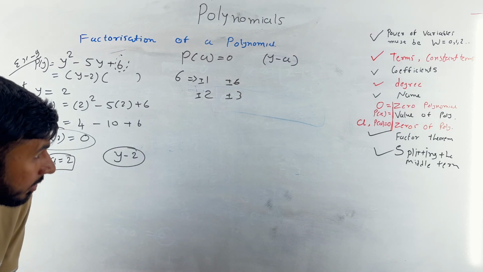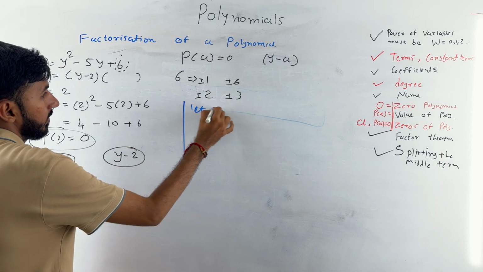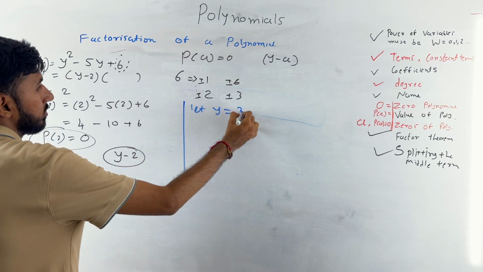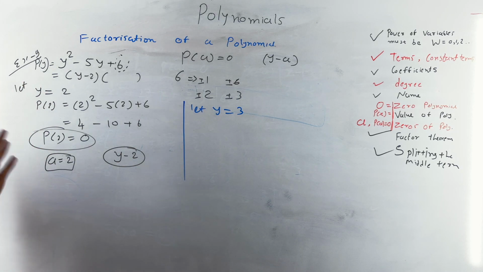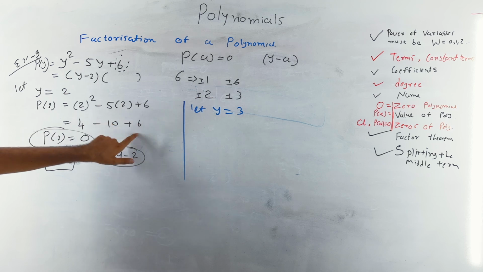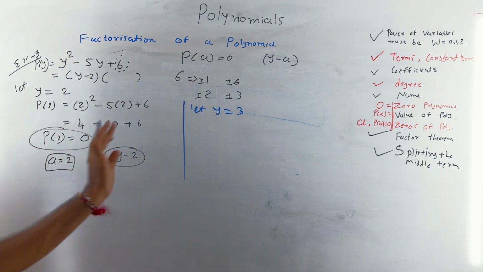Now by the trial and error method, let us take y equal to... I have used 2 here, so I have to use 3. You can use anything, right? So let me take y equal to 3. I think there is some mistake. y square, 2 square is 4, minus 5 times 2 is 10, plus 6, 4 minus 10 is minus 6, plus 6, that is 0. So y minus 2 is a factor, there is no mistake, right?